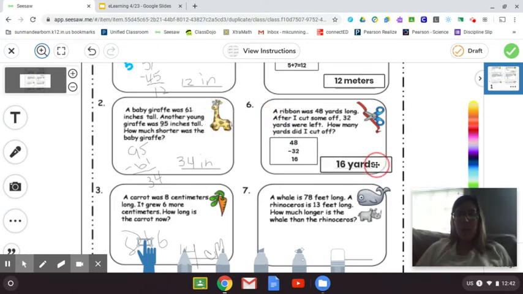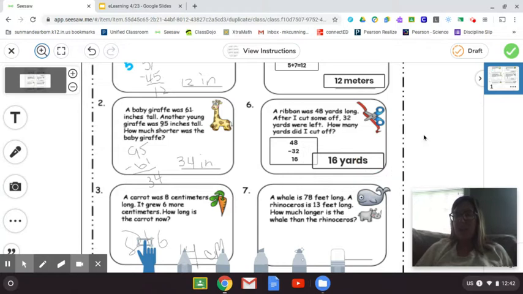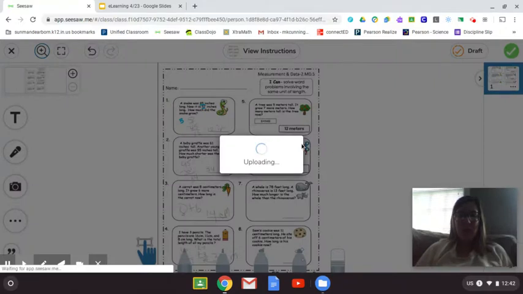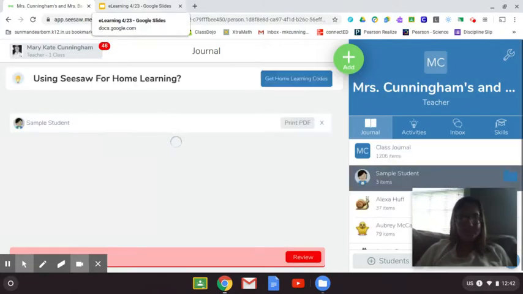Okay? So again, we're not measuring anything today. This is really just practicing addition and subtraction, but I think it's good practice. And it's applying real world skills, okay? And learning those story problems, because sometimes we struggle with the story problems. So I'm going to check that off. Oh, and I'm accidentally uploading it, but that's okay. You guys would upload it like that.